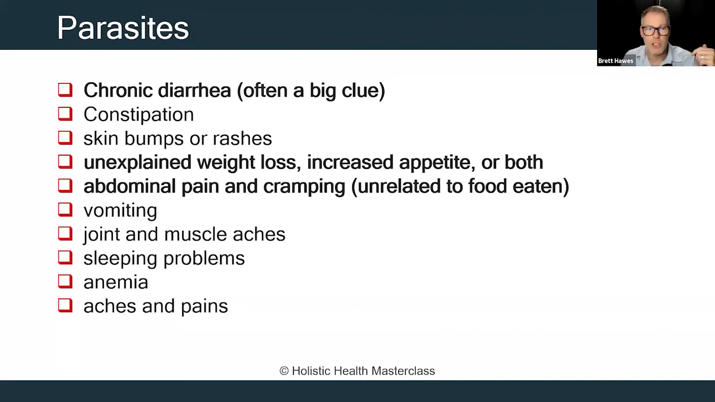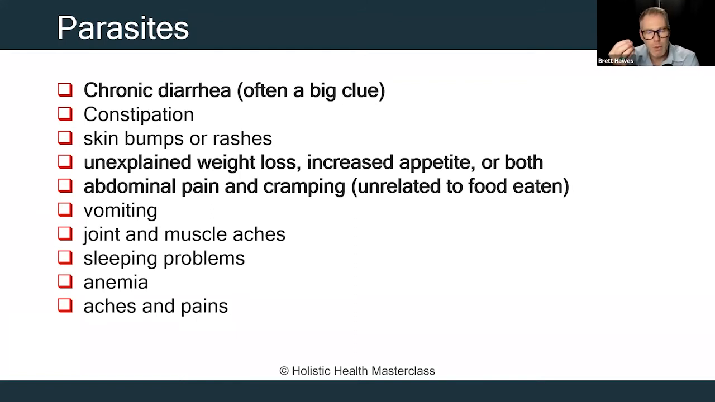You can have constipation, skin bumps, or rashes. These next two are very telltale as well. So unexplained weight loss coupled with an increased appetite. So I'm just eating, and of course, I'm just not putting on any weight, and I don't understand why. Abdominal pain and cramping, which is unrelated to food. Okay, very, very important here. So SIBO, Candida, bacterial dysbiosis, these are all in direct response to food, right? Within minutes or within hours after eating it.